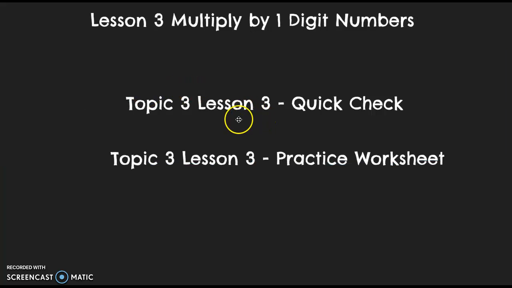Quick check 3-3, and then you got a practice worksheet. Hopefully, you guys know this. I'm going to try to leave a note somewhere. But get out multiplication charts. They're in your assignment notebook in the front of it. If you're not good with your multiplication facts, like 7 times 8, 56. 6 times 9, 54. If you don't know those, get out your multiplication chart. It's in the front of your assignment notebook, and it can help you.